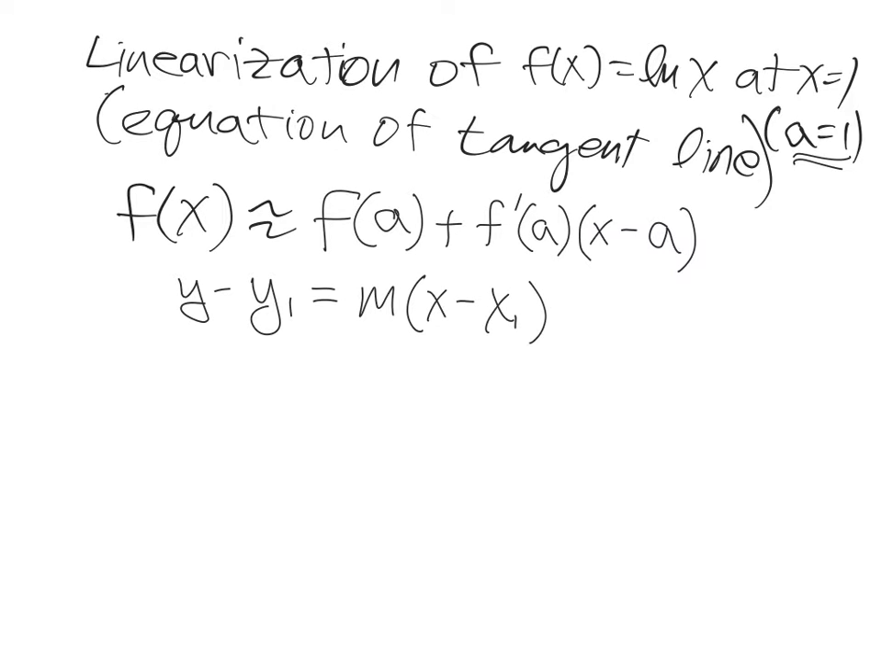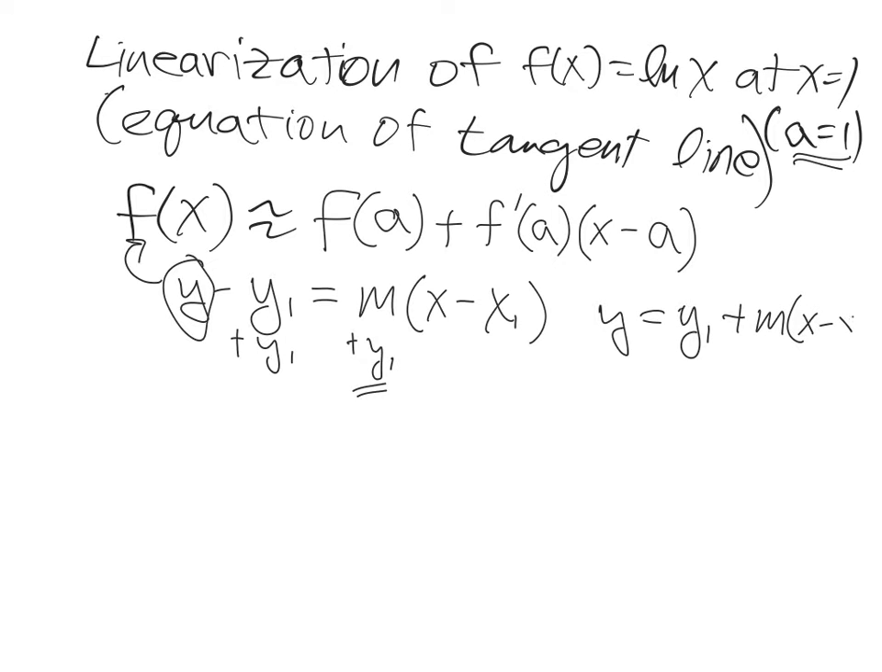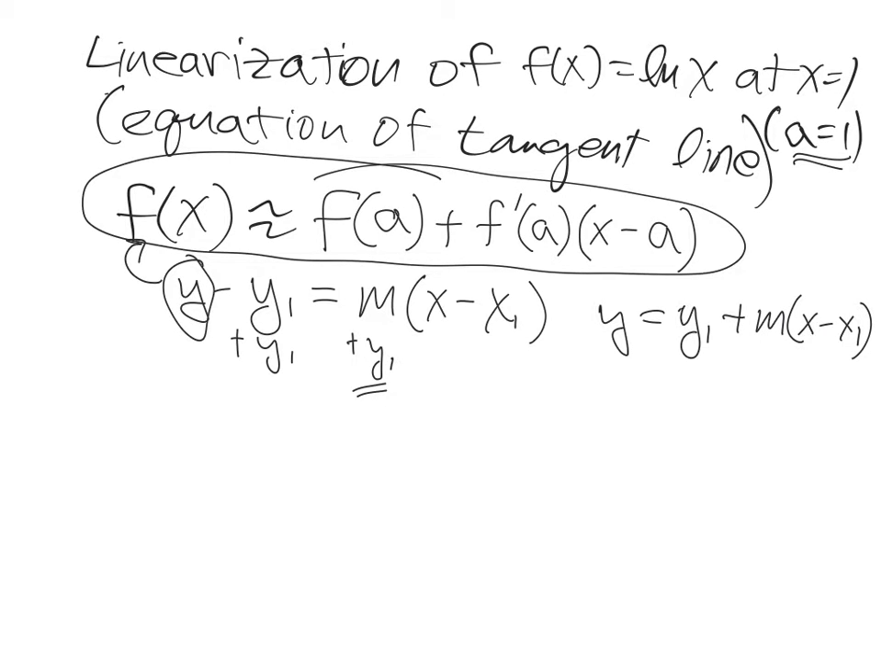is this. Well, what we're actually doing is solving for y. Y would represent the f of x in this notation. We add y sub 1 to both sides, and we would get the equation y equals y sub 1 plus m times x minus x sub 1. Okay. Now that looks like a strange notation to us, but that's where they're getting their linearization or approximation of the function at a certain point.